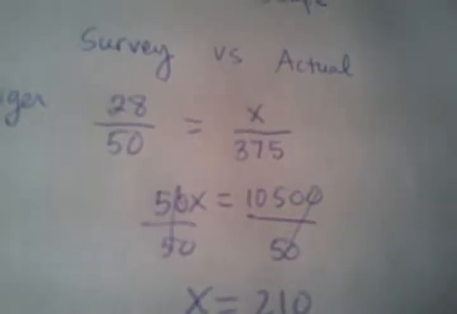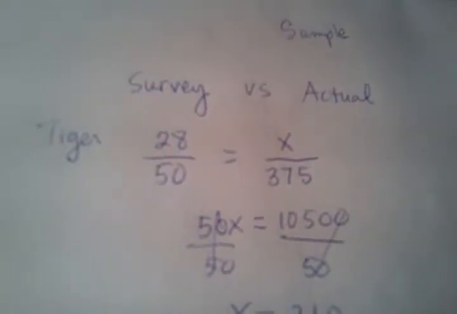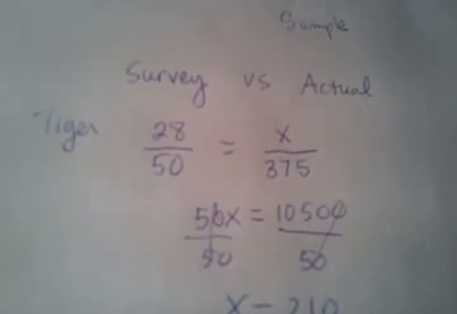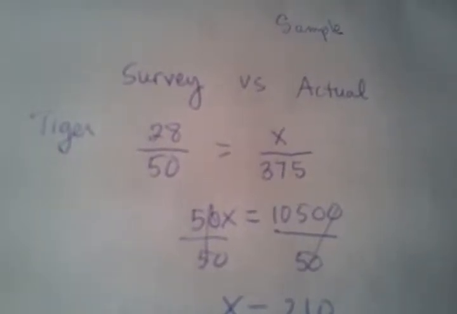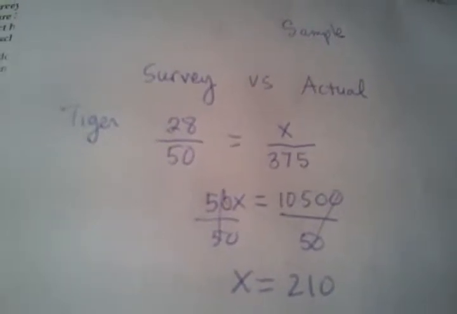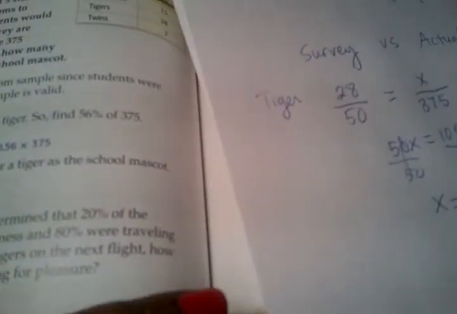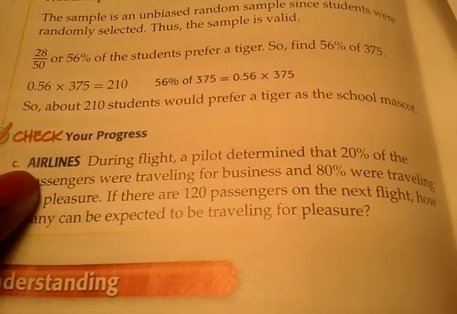Let me explain something to you. Why we do surveys for a small amount of people is because nobody really has enough time to survey 375 people or survey the entire United States. So what they do is they pick a sample and survey that to make predictions. What I would like for you all to do now is go to page 440 and do this Check Your Progress problem based on the airlines and see if you can figure it out. We've got to pause the video so you can get time to do it.